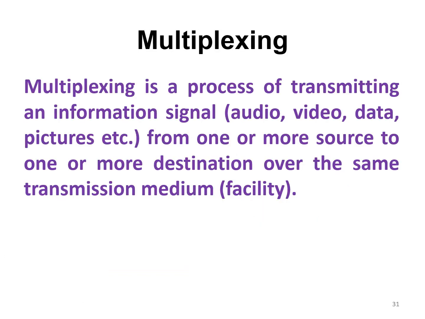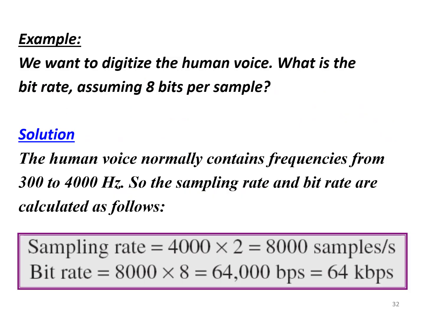Multiplexing is a process of transmitting an information signal using a device called a multiplexer. A multiplexer can transmit one or more information signals to one or more destinations over the same transmission medium. This example shows how to calculate the transmission bit rate for human voice when the minimum sampling rate is used.